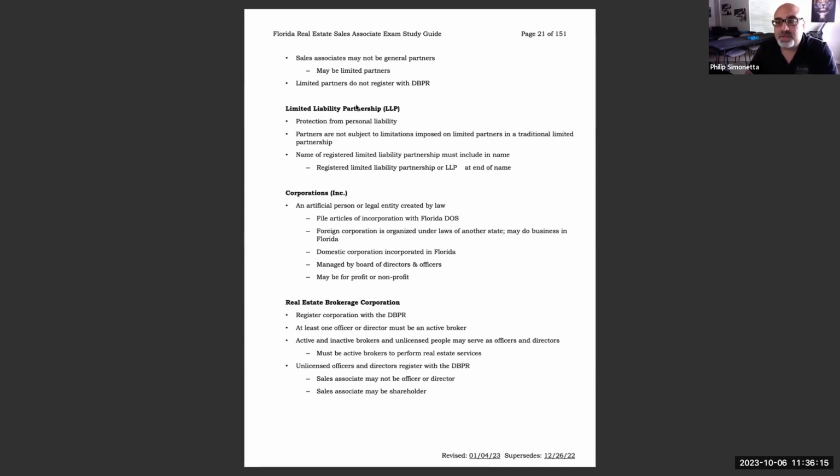A limited liability partnership provides protection from personal liability. Partners are not subject to the limitations imposed on limited partners in a traditional limited partnership. The name of the limited liability partnership must include the words registered limited liability partnership, or LLP, at the end of the name.